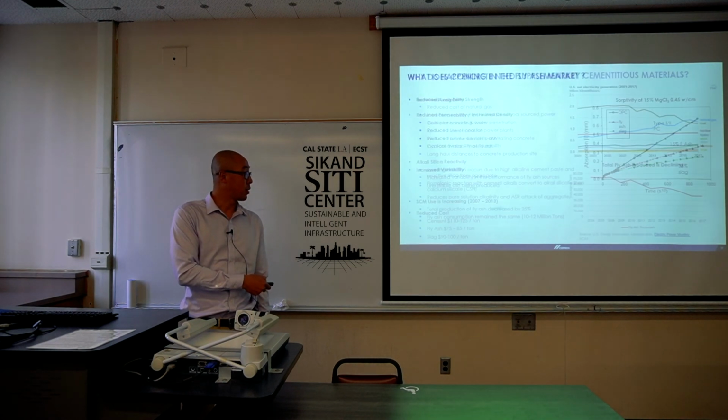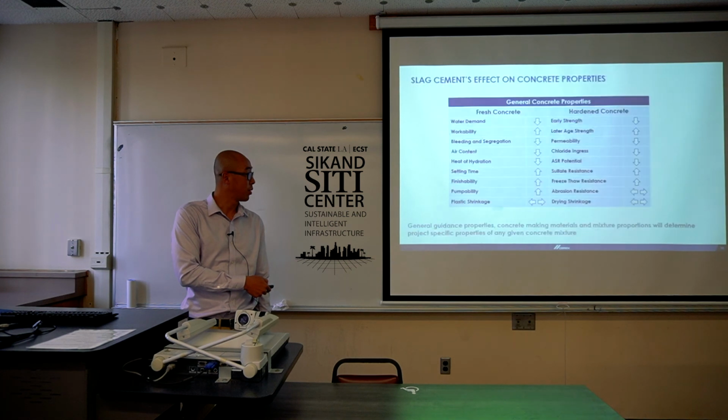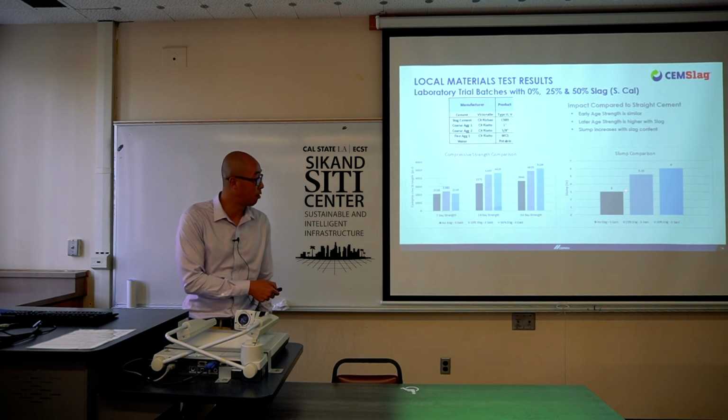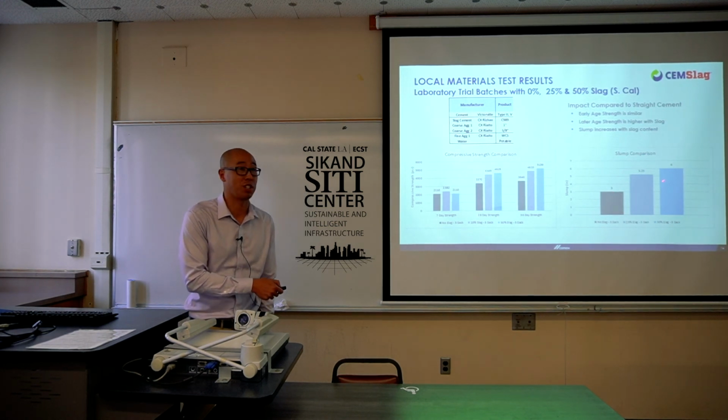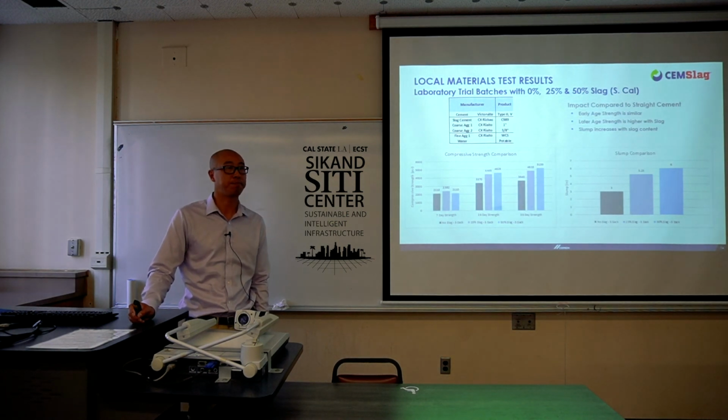As you can see here, with 25%, 50% slag, your slump value goes from 3 inch to 6 inch, which makes it much easier for you to finish. You have a smooth surface when you're paving, much easier using slag.